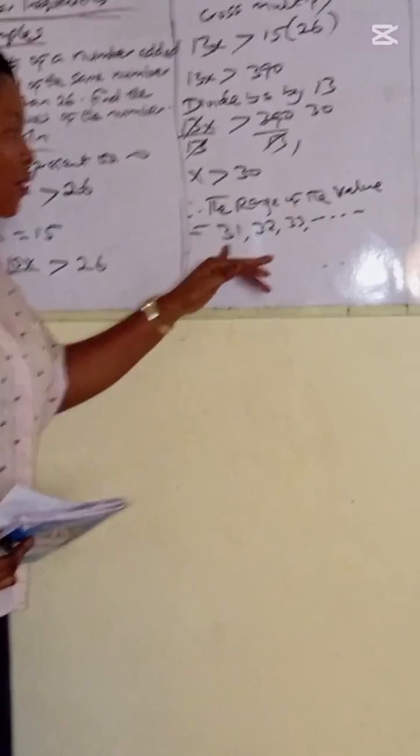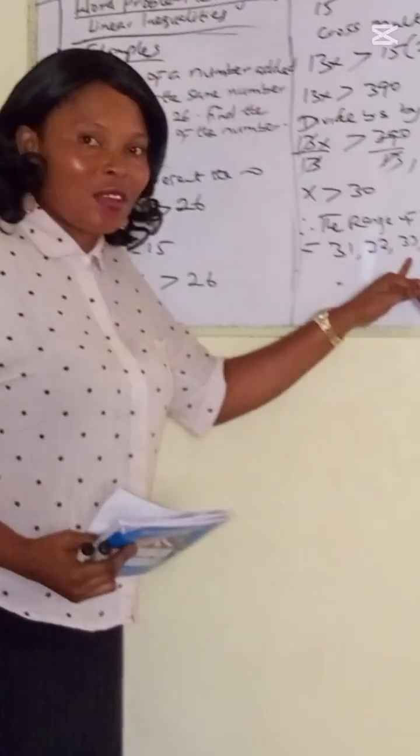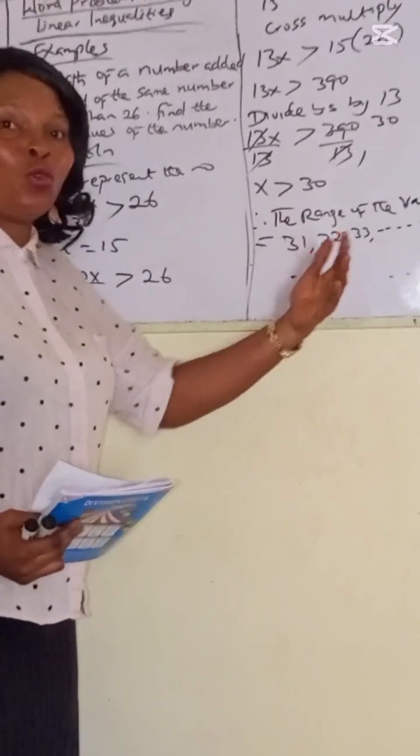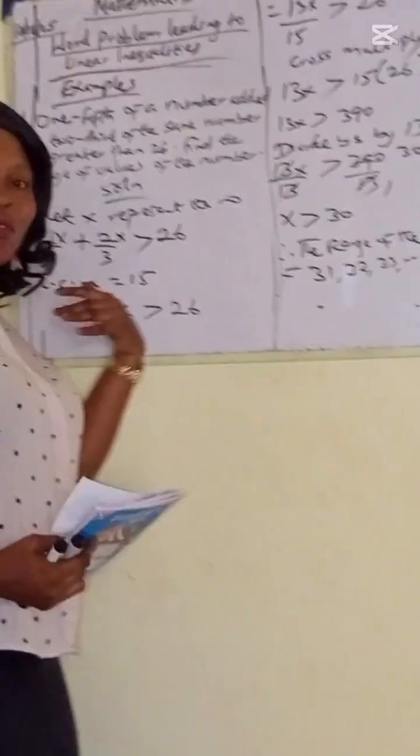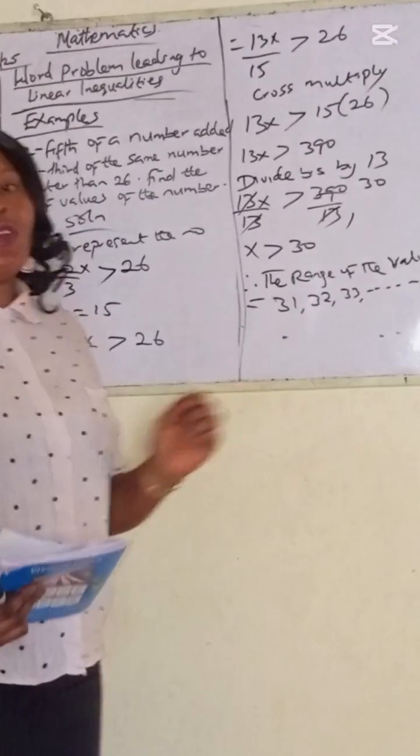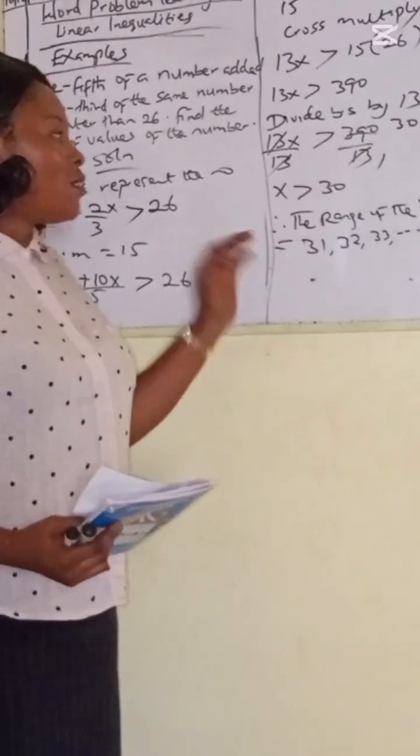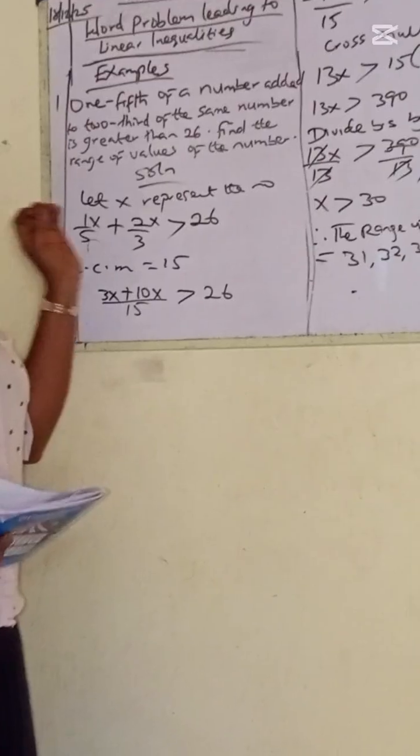So the value of x is greater than 30. That's from 30 upward. That is why we're having 31, 32, 33. If you say it's less than 30, no, it's going below 30. So our answer now is what? 31, 32, 33, and so forth. So this is our answer for question example 1.